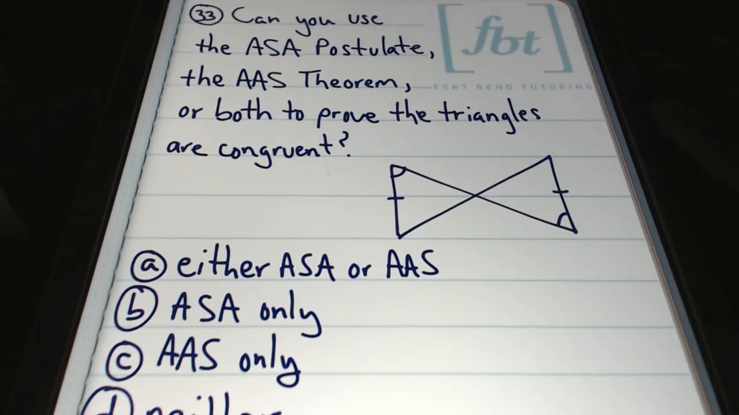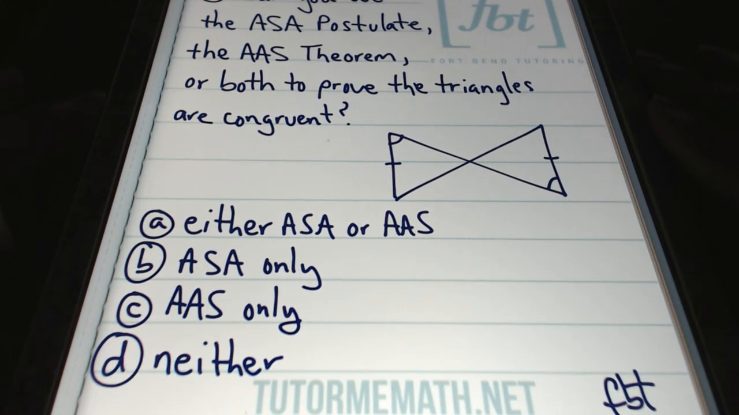In 33, it says, can you use the ASA postulate, which stands for angle side angle, the AAS theorem, angle angle side, or both, to prove the triangles are congruent to one another. And here are our answer choices. A, either angle side angle or angle angle side. B, angle side angle only. C, angle angle side only. Or D, neither.